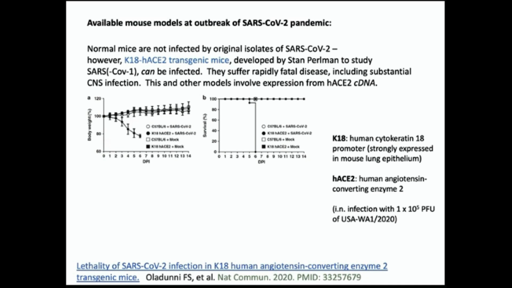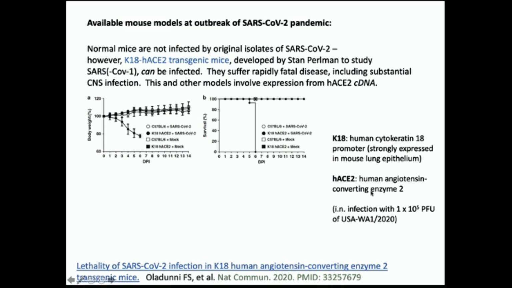It was found that the original virus, SARS-CoV-1, as we should call it now, can infect those transgenic mice. As shown here in this graph, this is with SARS-CoV-2, but basically you see the same thing with the original SARS virus. You get a rapidly fatal disease infecting these K18 transgenic mice. And in large part, that fatality is due to infection in the brain.